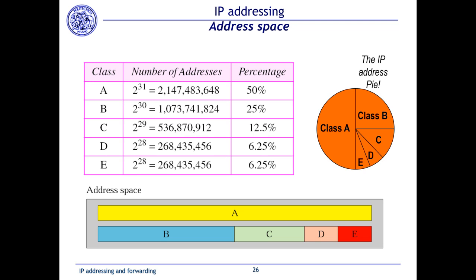And so it means that most of our addresses are in class A. The number of addresses you have in class A is by far larger than the number of addresses you have in class B and class C.